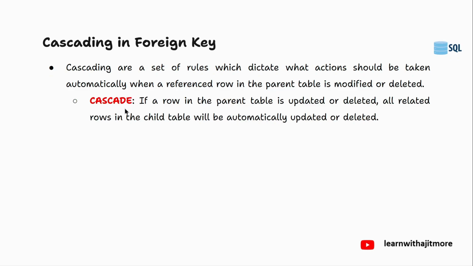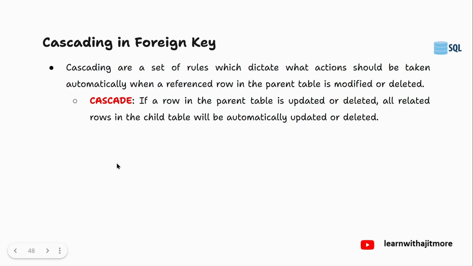So if you give cascade, then if a row in the parent table is updated or deleted, all the related rows in the child table will automatically be updated or deleted. जैसे parent में department number 10 मैंने delete किया, and अपने cascading rule क्या लिखा है? On delete cascade, then it will automatically delete all the employees from that department. उस डिपार्टमेंट के सारे रिकॉर्ड्स डिलीट कर देगा, मीन्स रेफरेंस्ड.